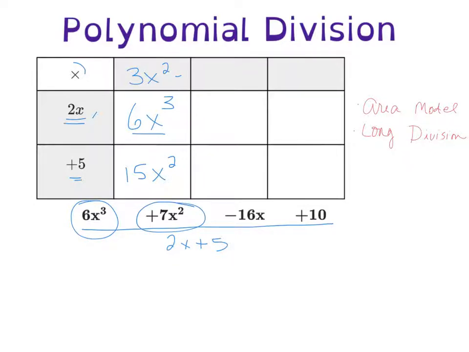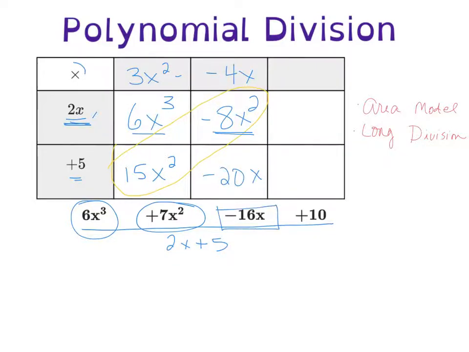If you recall, the numbers in these two boxes along the diagonals will add up to make 7x squared. So that means we need to put negative 8x squared into this box because 15x squared minus 8x squared gives us 7x squared. Again, what times 2x will give us negative 8x squared? And that is negative 4x. Negative 4x times 2x gives us negative 8x squared. And negative 4x times 5 gives us negative 20x.